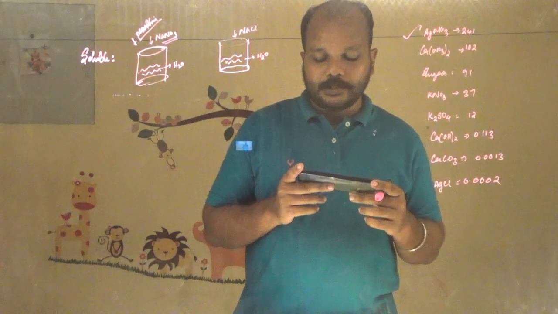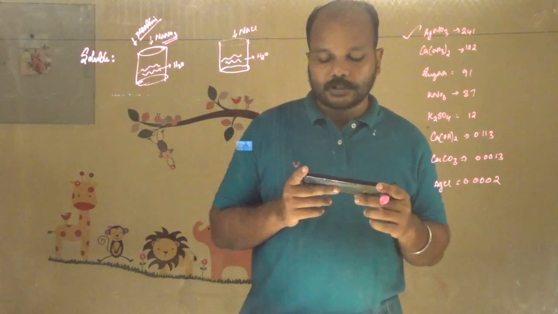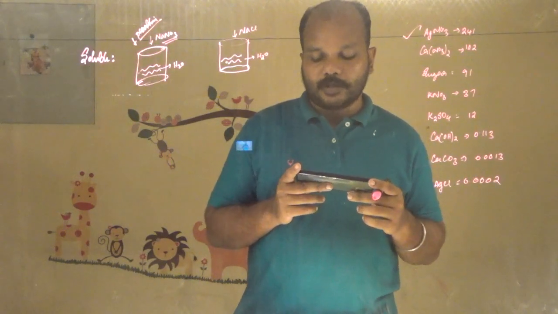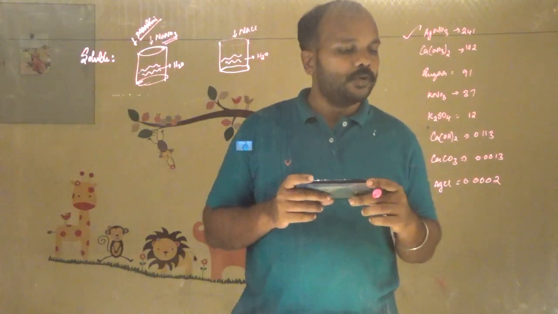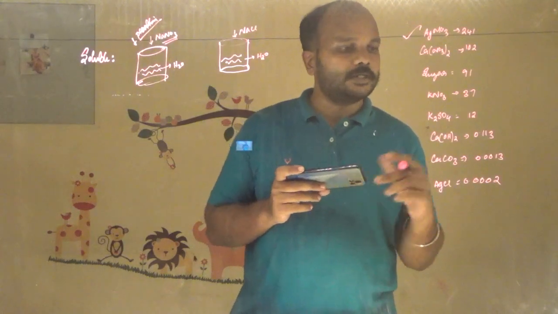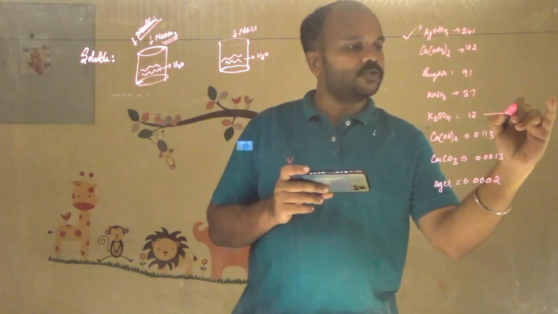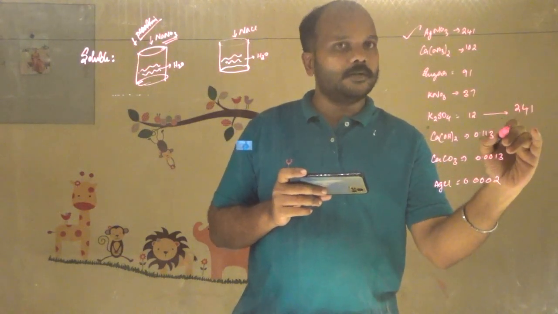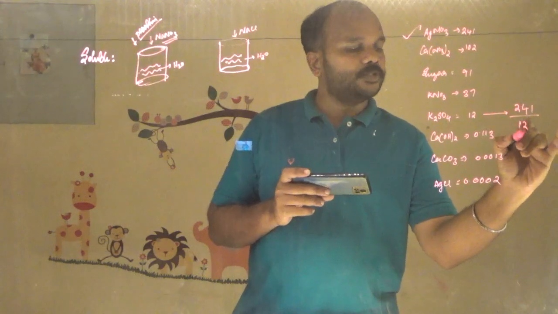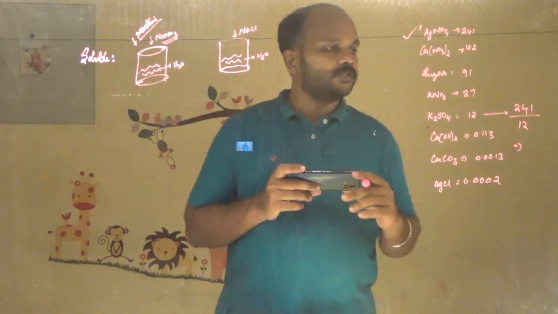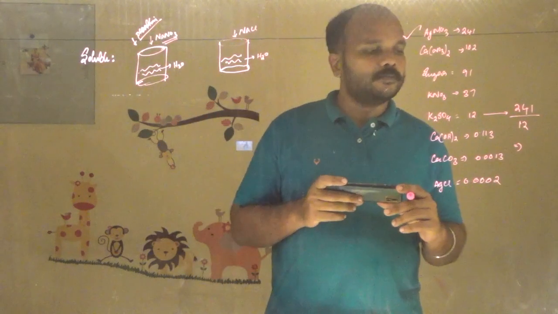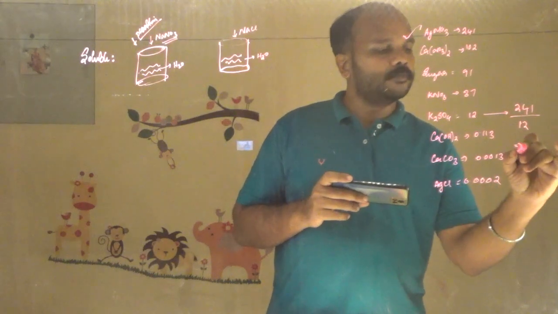About how many times more soluble is this substance than potassium sulfate at 25 degrees Celsius? Potassium sulfate, where is it? Yeah, 12. So if we compare 241 divided by 12, how much do we get? Yeah, 20. More than 20 times.